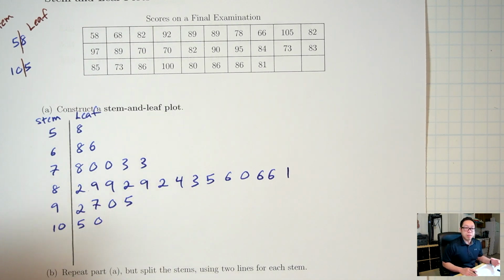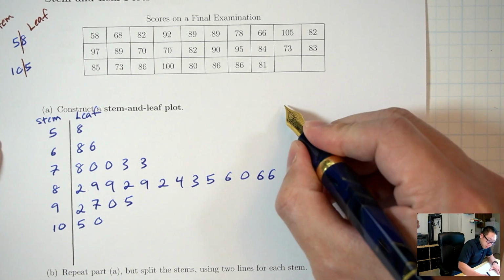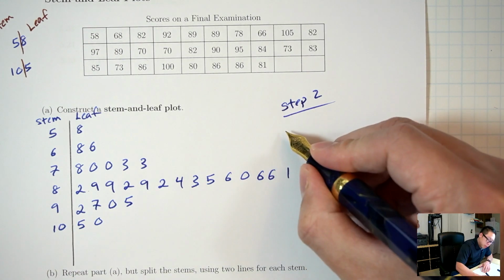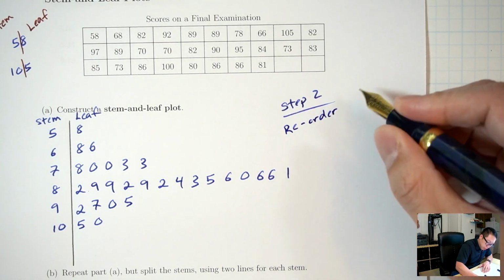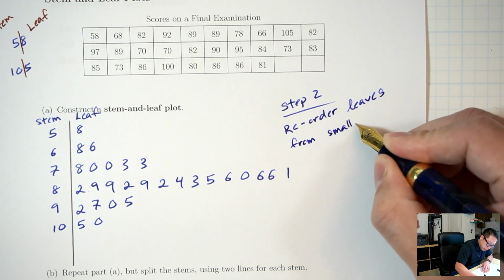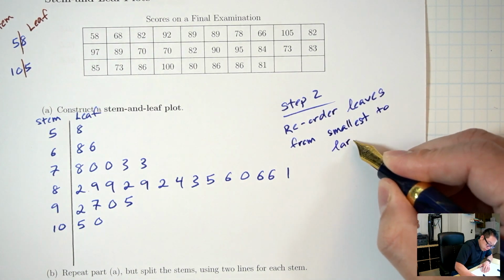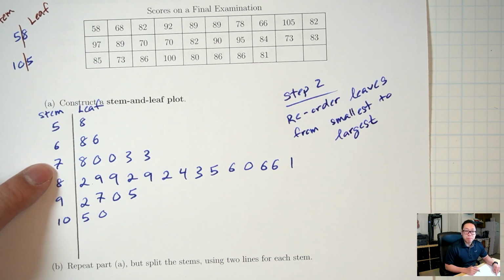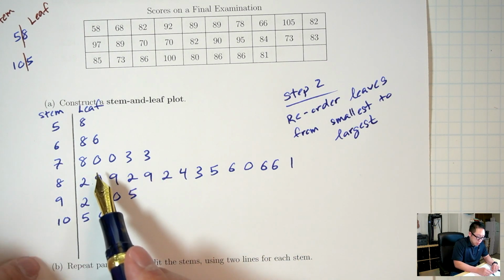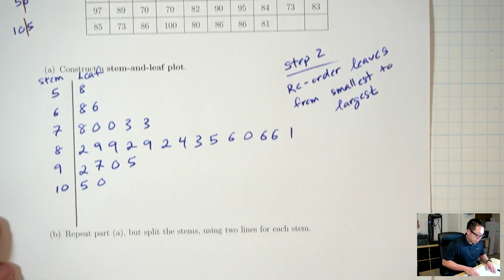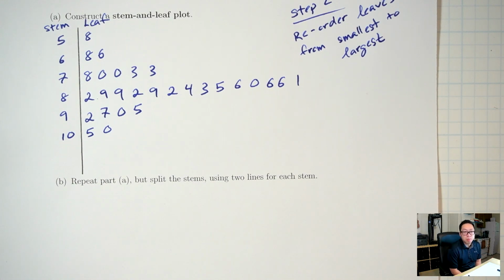Okay, so that's your initial stem and leaf plot. So technically there's a second step. And technically what you're supposed to do after you have this initial stem and leaf plot is to reorder the leaves from smallest to largest. Since I don't have room here, I'm not going to do that part. But technically, for example, for this 7, you should reorder this to be 0, 0, 3, 3, and then the 8. Okay, part B. Part B says repeat part A, but split the stems using 2 lines for each stem.